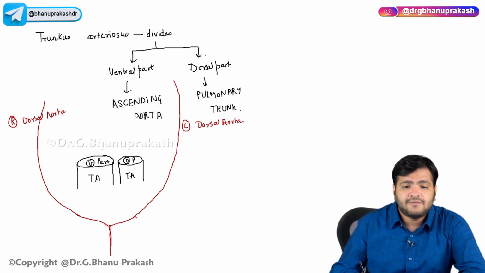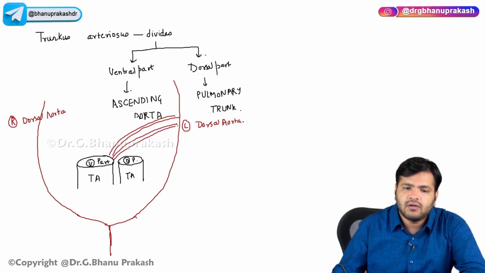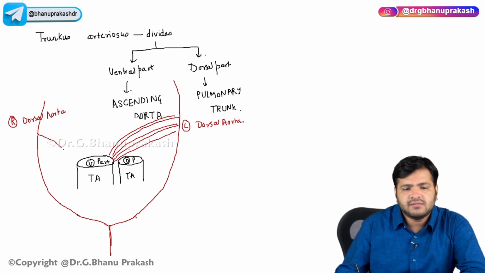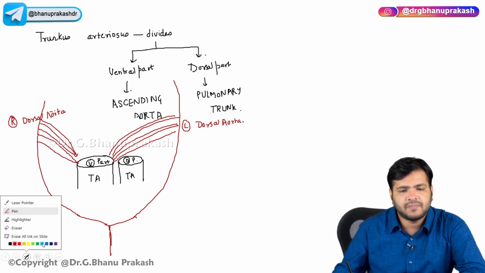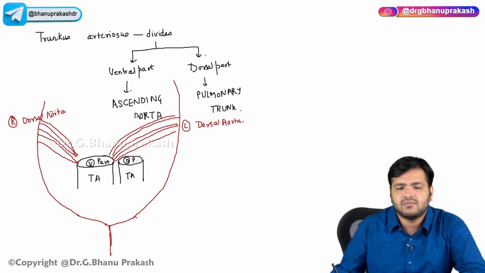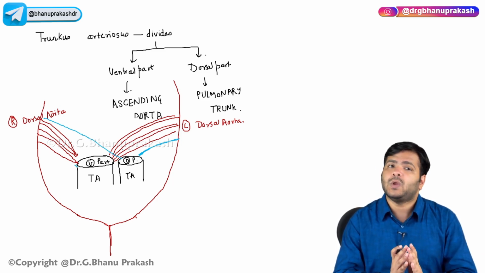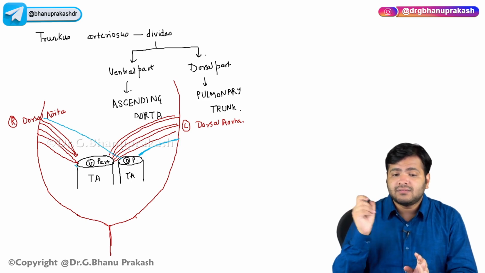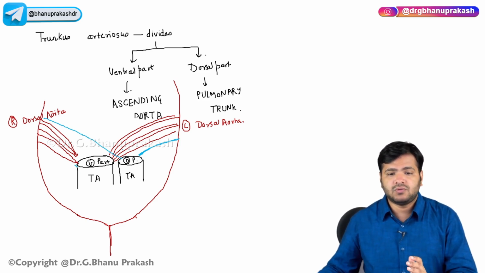Now the first 5 pharyngeal arteries, 1, 2, 3, 4 and 5, will connect to the ventral part, and the sixth one will connect to the dorsal part. I'm drawing it in blue. This is the pulmonary trunk. This is the sixth arch artery. As of now, I will take the ventral and dorsal parts as one and try to explain. But remember, the dorsal part is the sixth pharyngeal artery, which connects the dorsal part of this truncus arteriosus to the left dorsal aorta.